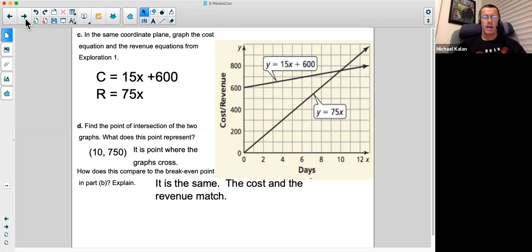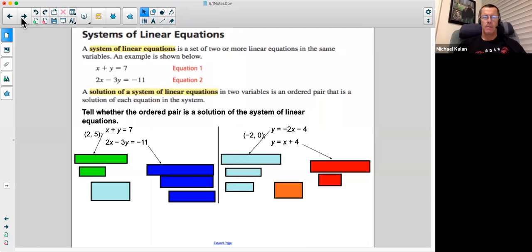I love this section because it really is getting into more real life stuff. Okay, so here we go. A system of linear equations is a set of two or more linear equations in the same variables. In other words, they're using the same or multiple variables, but they're the same ones. So here's an example: x plus y equals 7. You could call that equation 1 if you wanted to. And the second equation is 2x minus 3y equals negative 11. Like I said, we're going to learn three ways to solve those, and we'll learn the first one in a little bit.